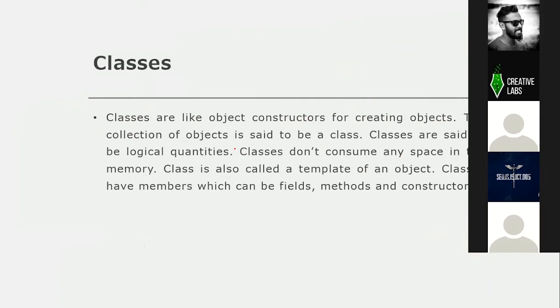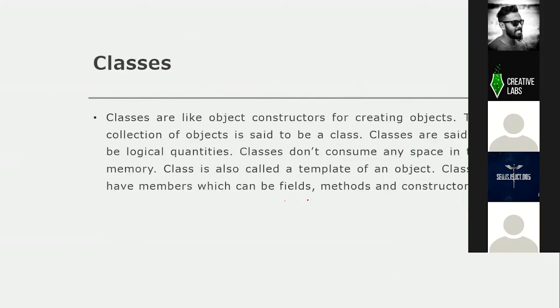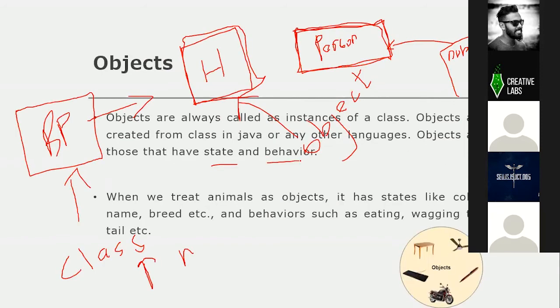Classes are said to be logical entities. Classes don't consume any space in memory, but objects do. A class is also called a template of an object, so blueprint, template, whatever. Classes have members, which can be fields, methods, and constructors. Now this state will be mapped into these fields, and these methods will be the behaviors.